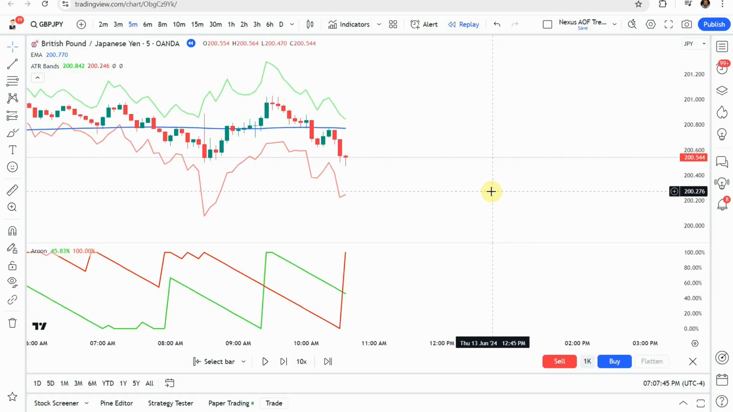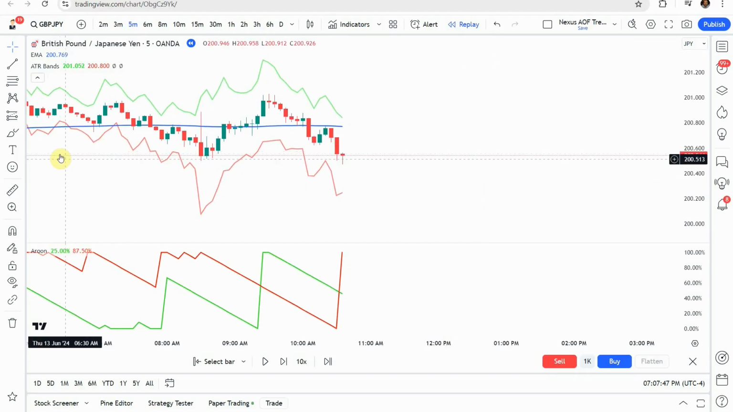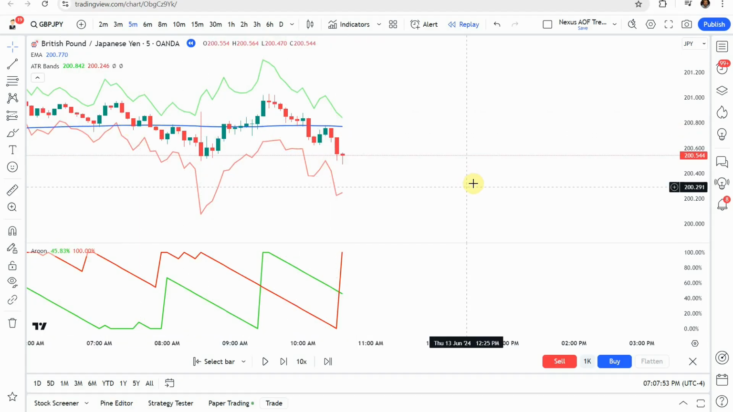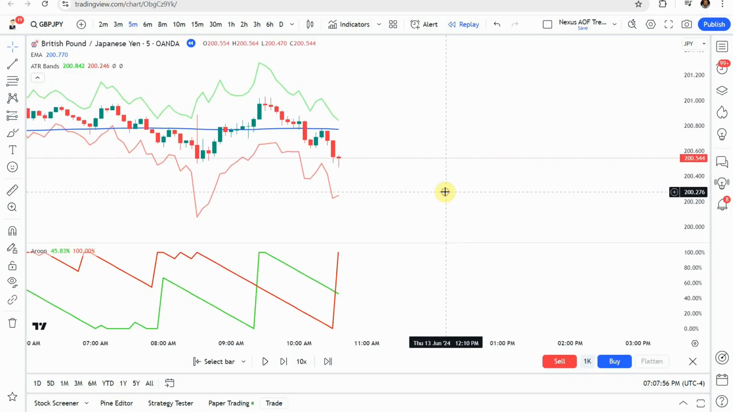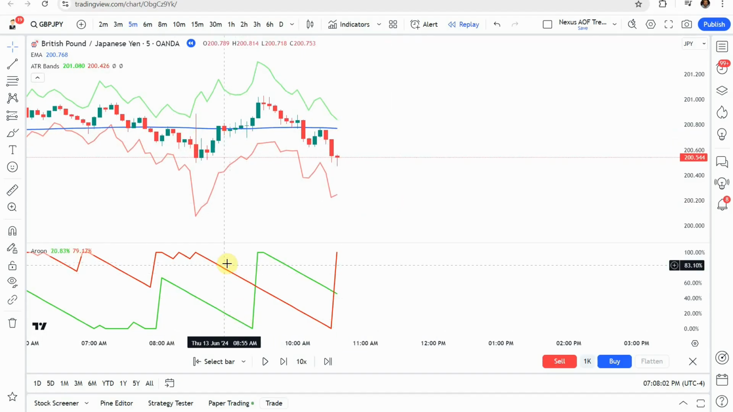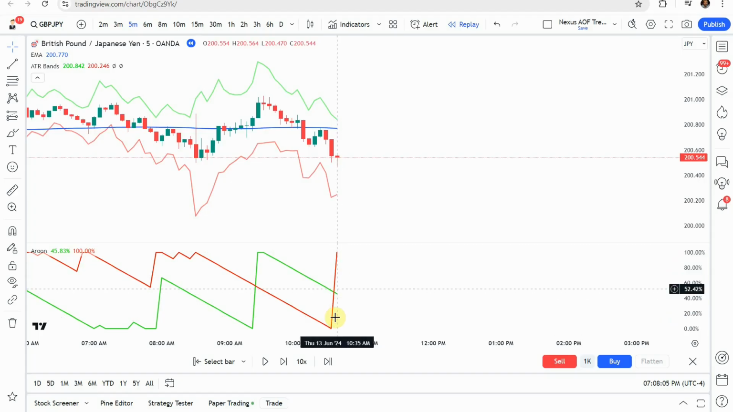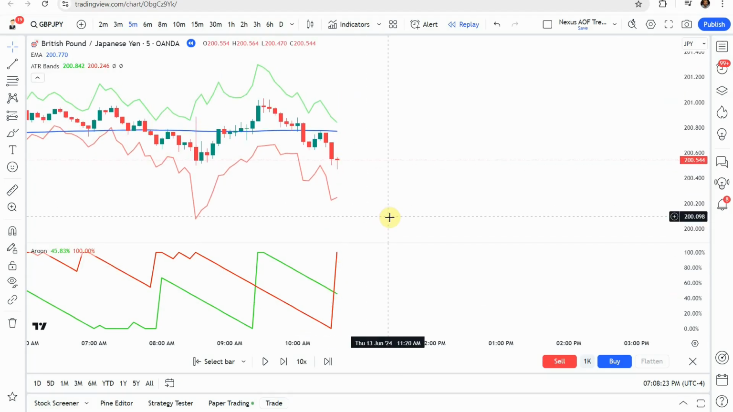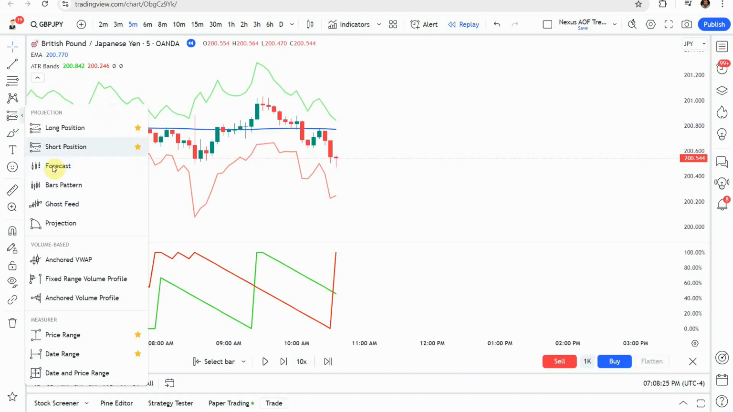And so what we're looking for in a short trade is, first and foremost, price action trading below the moving average, below the blue line, which is the 200 period exponential moving average. And while it's trading below the moving average, we are looking for the red line of the Aroon to cross up above the green line of the Aroon. You can see that we have the green line here and the red line here, and we get that cross to the upside right here. That is supposedly an indication of strength to the downside. And so at that point, that would be our signal to enter into a short.